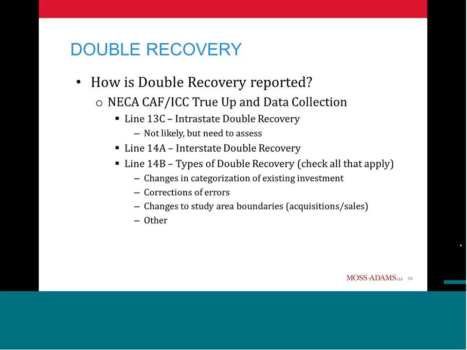From an interstate perspective, line 14A is the total amount of interstate double recovery that you've calculated using that prior worksheet that I showed you. Line 14B requires that you check all items that apply for the different causes or different types of double recovery that you may have. What they list are changes in categorization, corrections of errors, or changes to study area boundaries. And so you may have some changes in categorization, you may have some changes in accounting methodologies or other items, in which case you would check the first box and then the other box. So just making sure that you're telling NECA and the FCC what's driving those events of double recovery.